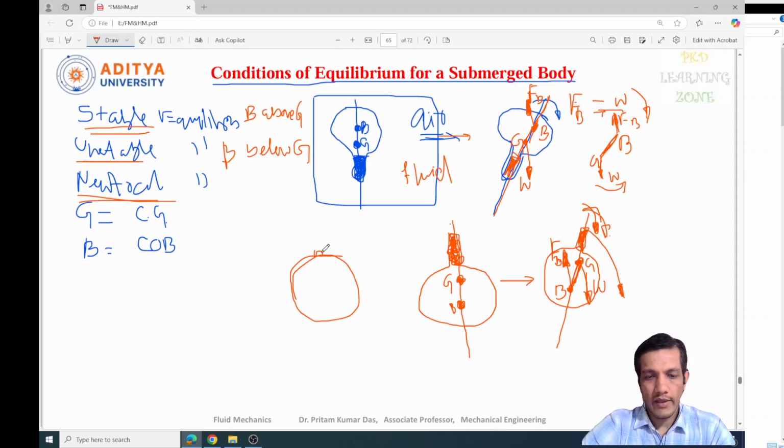Okay, where you can see the B point and G point both are meeting at the same level, then it is called neutral equilibrium. So what is the theory of this concept? I'll tell you, and let me give one more example for this: when it can be stable, when it is unstable, and when it is neutral.